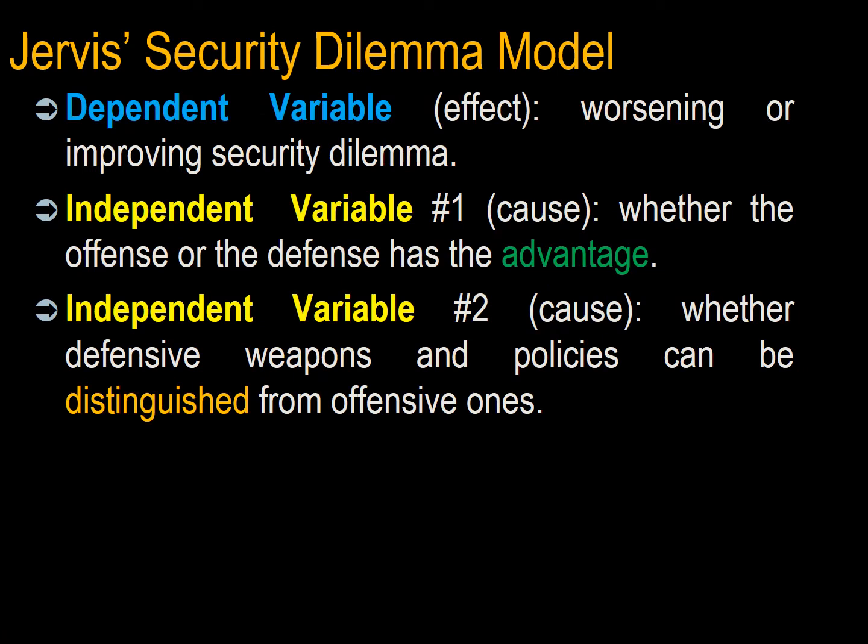So Robert Jervis developed his security dilemma model into a dependent variable and two independent variables. The dependent variable, the effect, is the worsening or the improving security dilemma between two states. The first independent variable, which is a cause, is whether the offense or the defense has the advantage. And this is a technological question. The second independent variable is whether defensive weapons and policies can be distinguished from offensive ones. If a country buys weapons, can you tell if it's to attack you or if it's to defend?